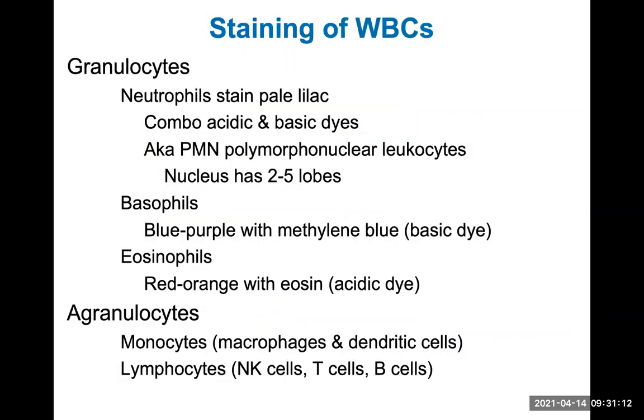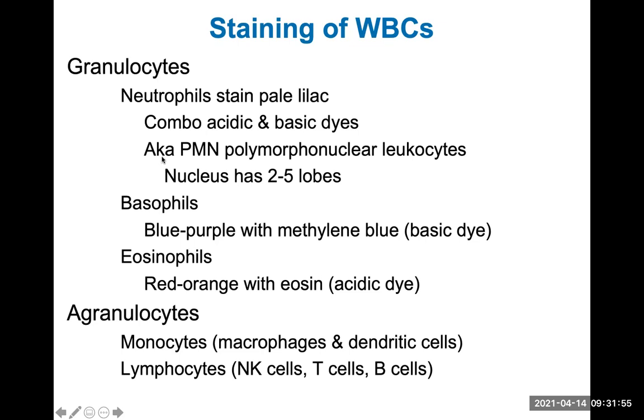All right. Staining, on the other hand, will give us the two groups called granulocytes and agranulocytes. The granulocytes are the cells where you can see large granules after simple staining and viewing under a simple microscope. We can see neutrophils, basophils, and eosinophils very easily. So for neutrophils, you can use a combination of acidic and basic dyes, and that will stain the neutrophil a pale purple, pale lilac color.